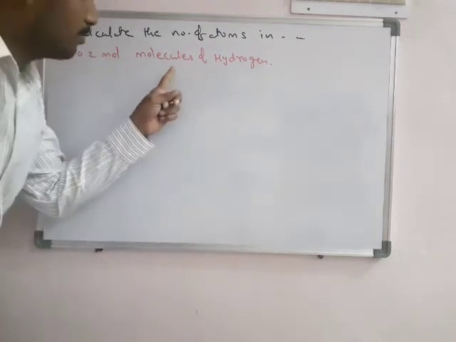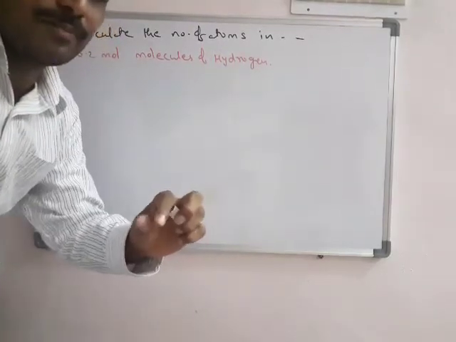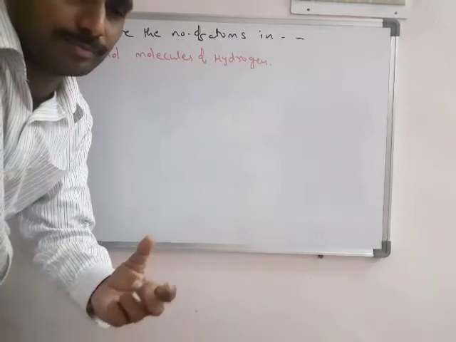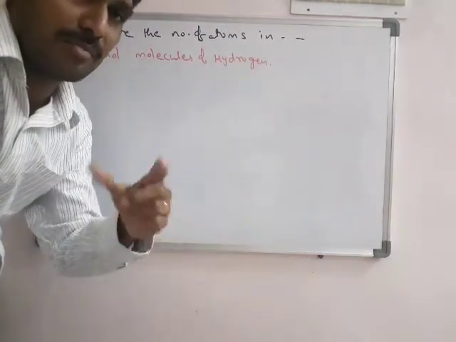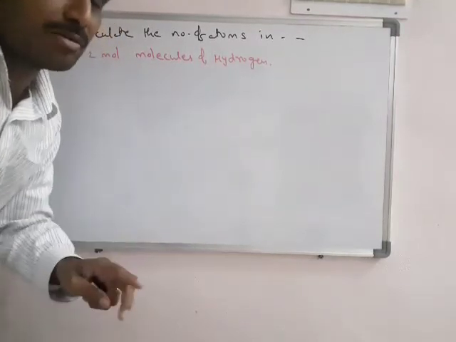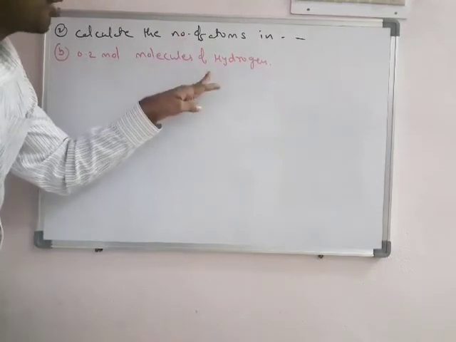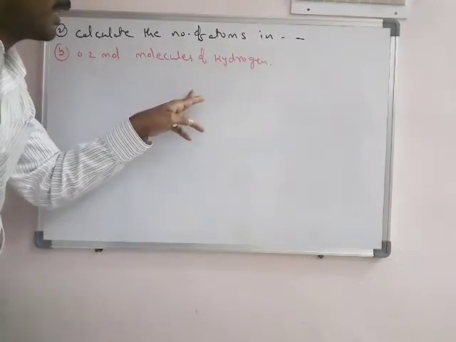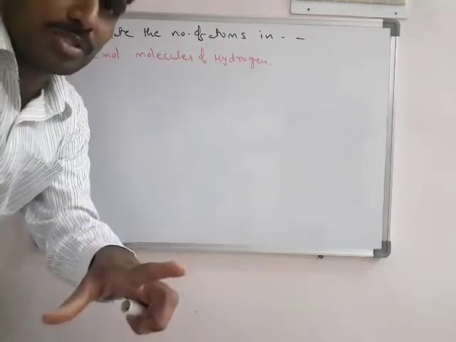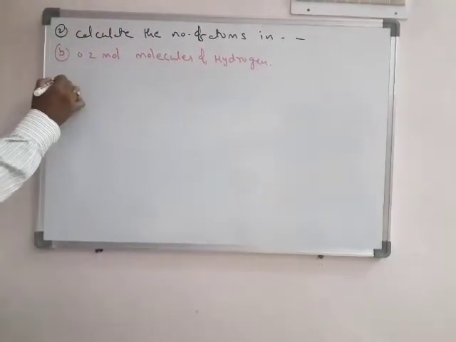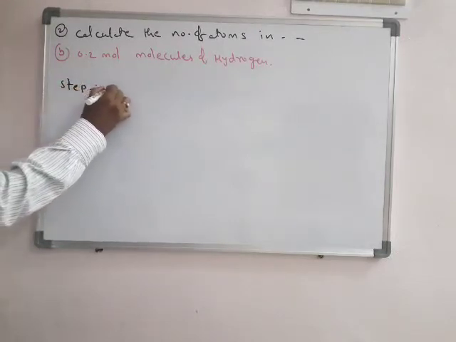So the given is molecules, and from this we need to find the number of atoms. First let's find the number of molecules. Once the number of molecules is known, we convert it into atoms. We know the amount in terms of moles. So to find the number of atoms from molecules, at first we need to calculate the number of molecules. We can do it in two steps.